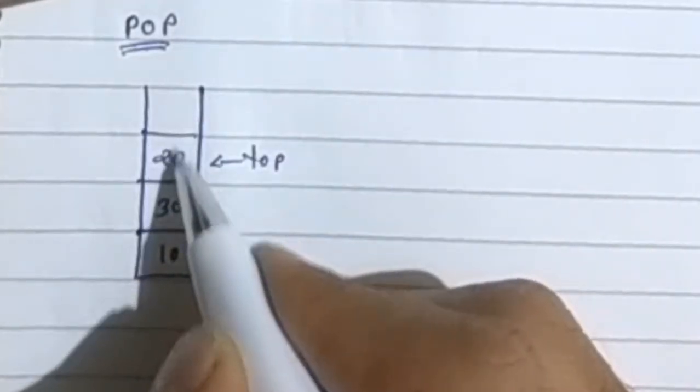Now if we remove an element from the stack, the top element will be removed. That means this 20 will be removed. Once it is removed, that means top will be decreased and top will locate to this element. So for the pop operation, we need to just decrease the value of the top.